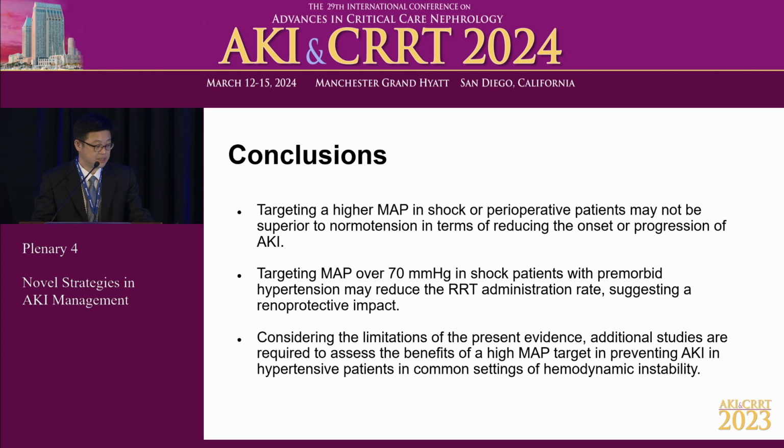In conclusion, targeting a higher MAP in shock and perioperative patients may not be superior to normotension in terms of reducing renal incidence and renal progression. But a higher MAP over 70, in shock patients with premorbid hypertension, may reduce RRT administration, suggesting a renal protective effect. Currently, we still lack good randomized studies. We still need additional studies to assess the benefit of a high MAP target for preventing AKI by using the non-invasive renal devices that I just mentioned. Thank you very much.